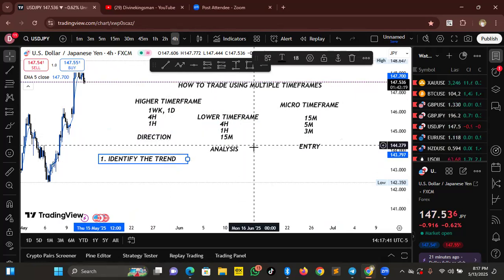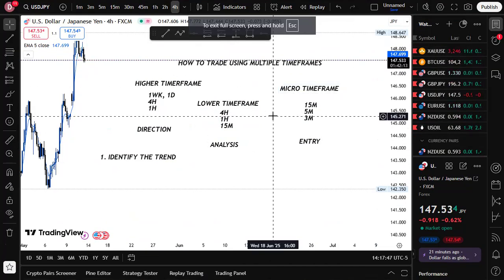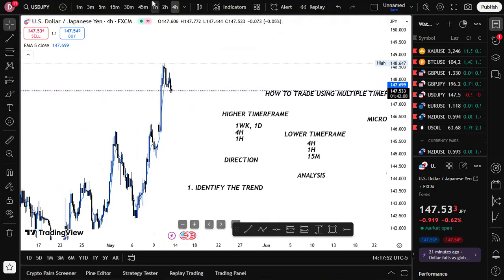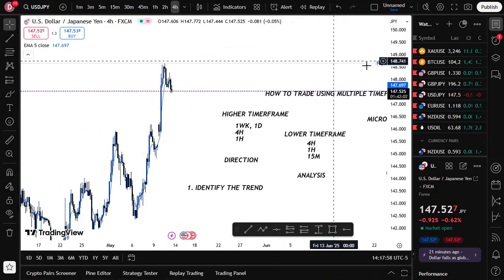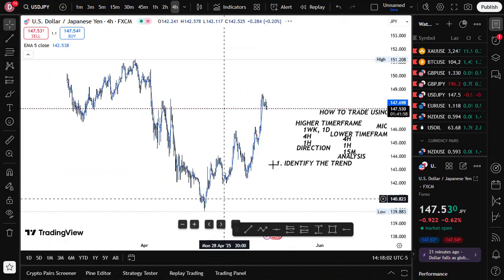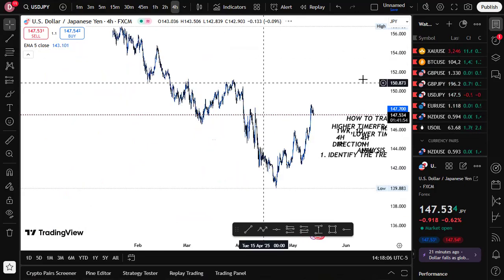Now you can see I'm on the 4-hour time frame here. Let me make my screen a little bit bigger. You can see this is my 4-hour. I'm on the 4-hour time frame. Now this is just what I will do. I want to identify the trend of the market, so let me just zoom it out.